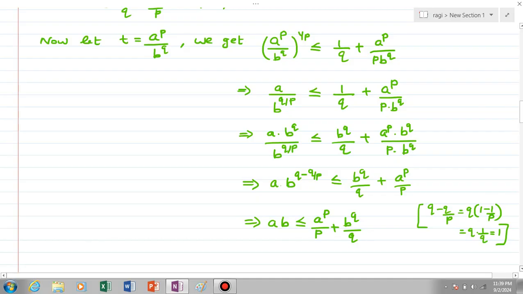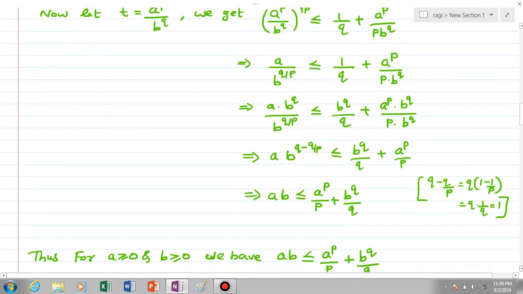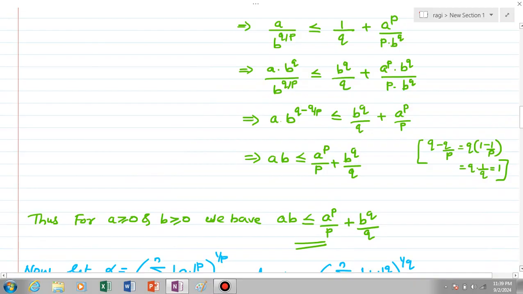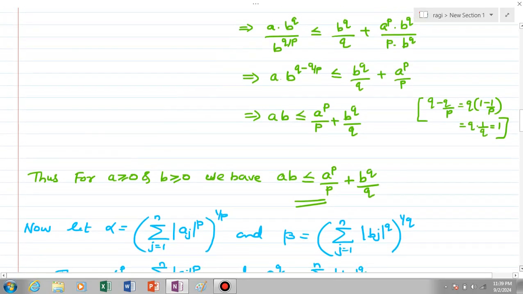So we have proved the Young's inequality, that is, for a greater than or equal to 0 and b greater than or equal to 0, a into b is less than or equal to a raised to p by p plus b raised to q by q. Now we are going to prove the Holder's inequality.